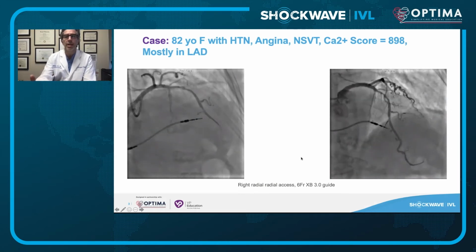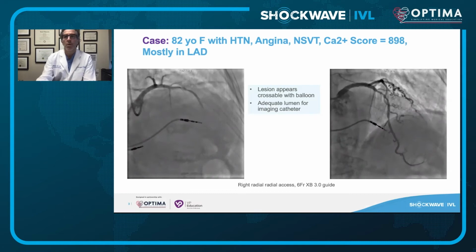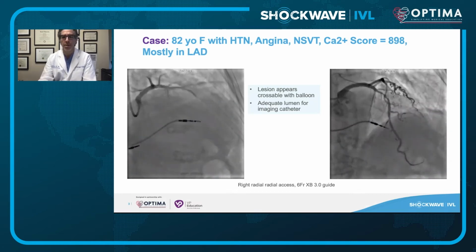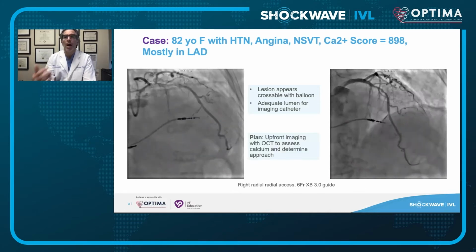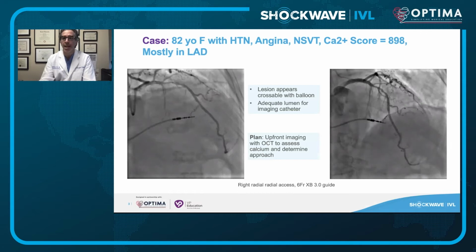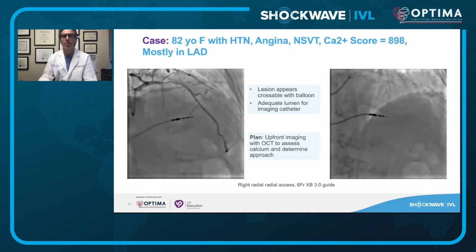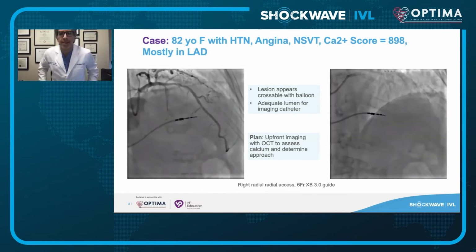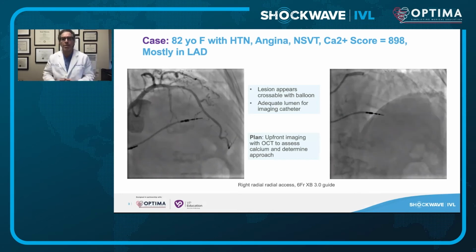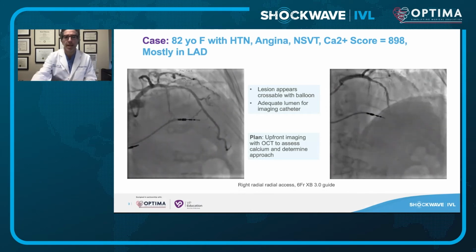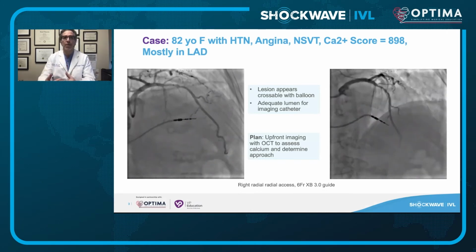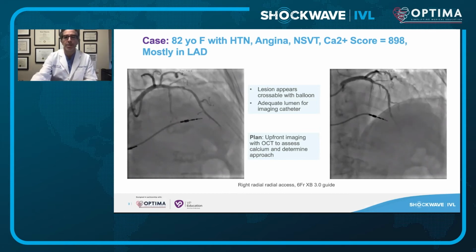My decision here was that the lesion appears crossable with a balloon, and there's an adequate lumen for the imaging catheter. So I'm going to do upfront imaging here. I prefer OCT. IVUS would be fine as well, though there are some arguments that OCT is better at characterizing calcification. But I'm going to do upfront imaging to assess the nature of this calcium and determine my approach, because there's enough of a lumen for an imaging catheter.